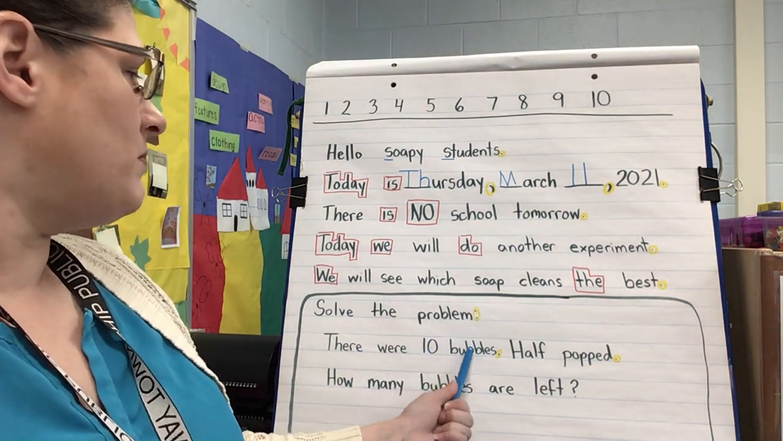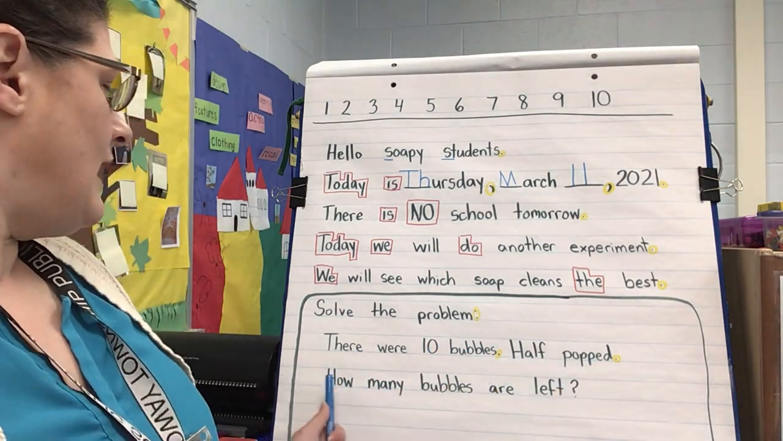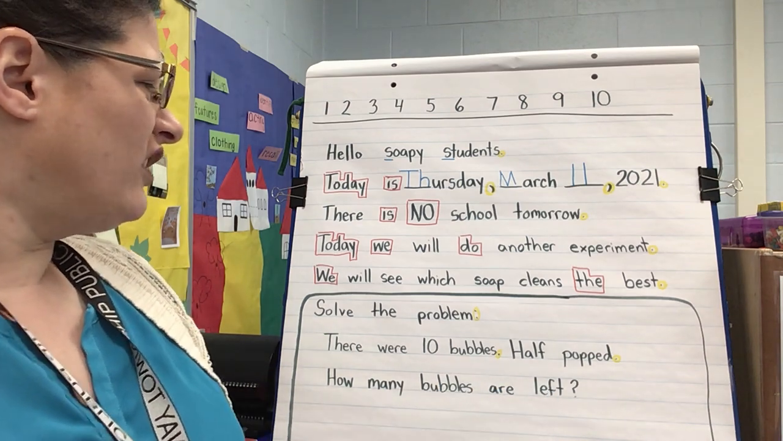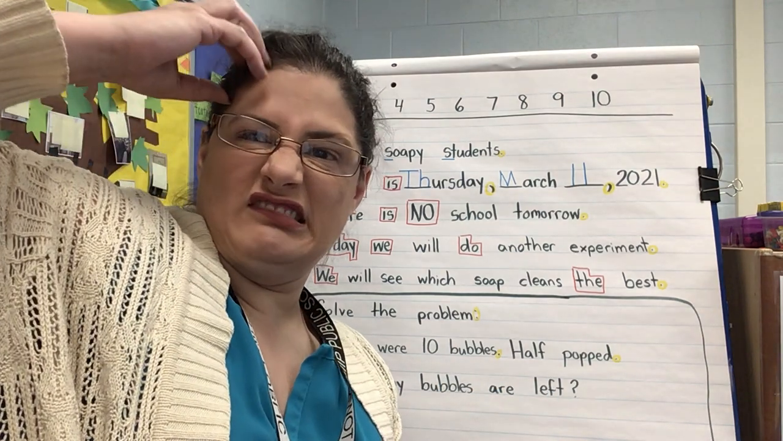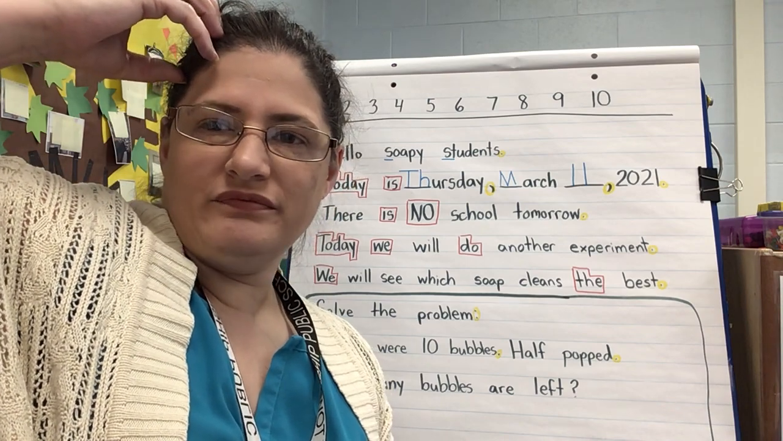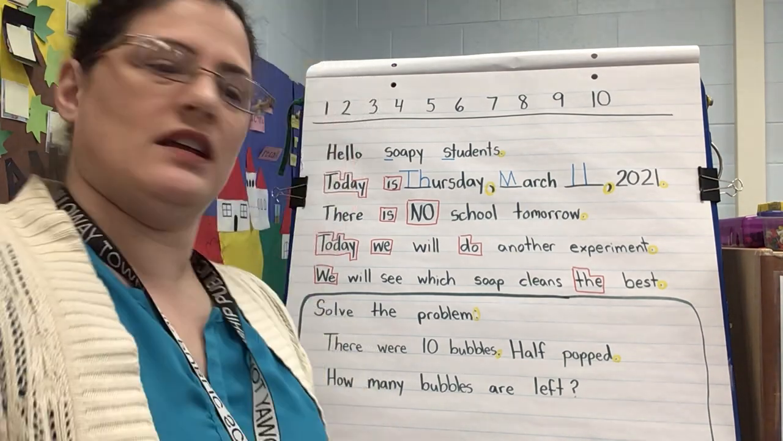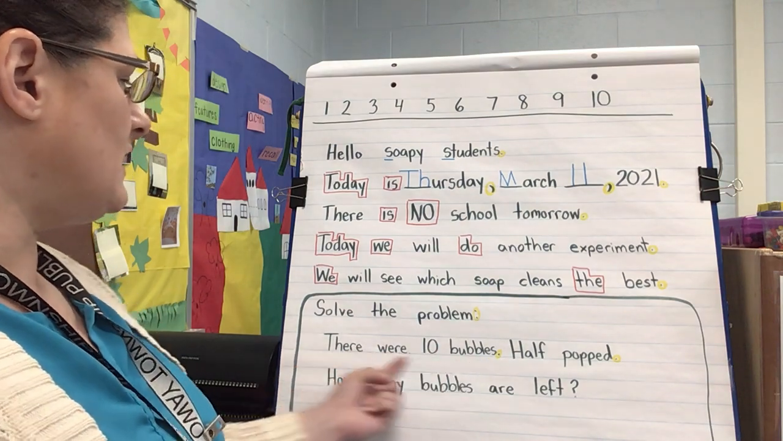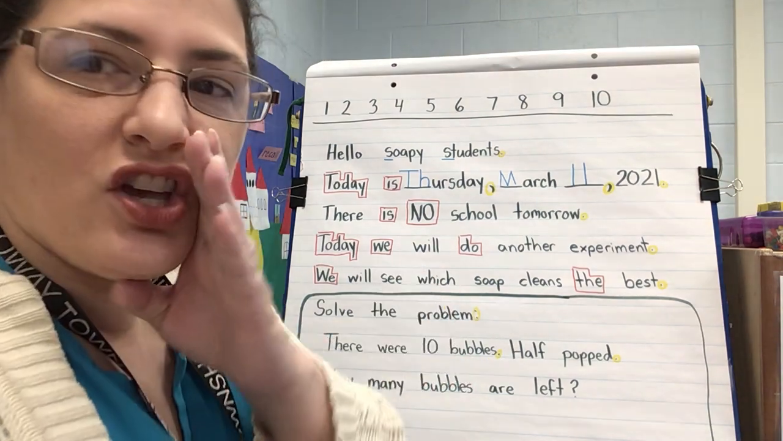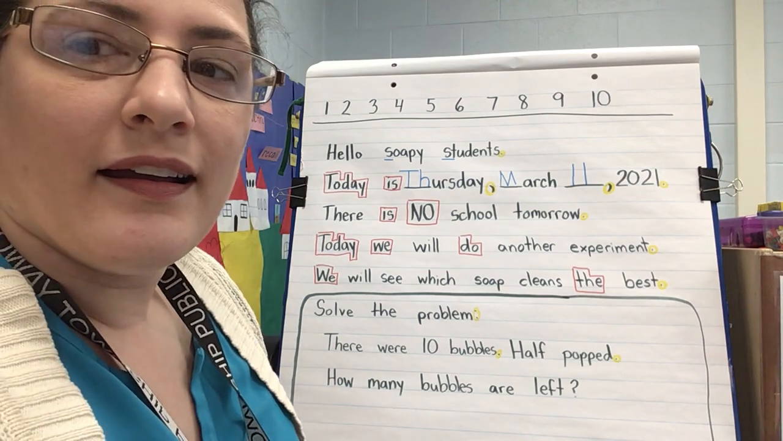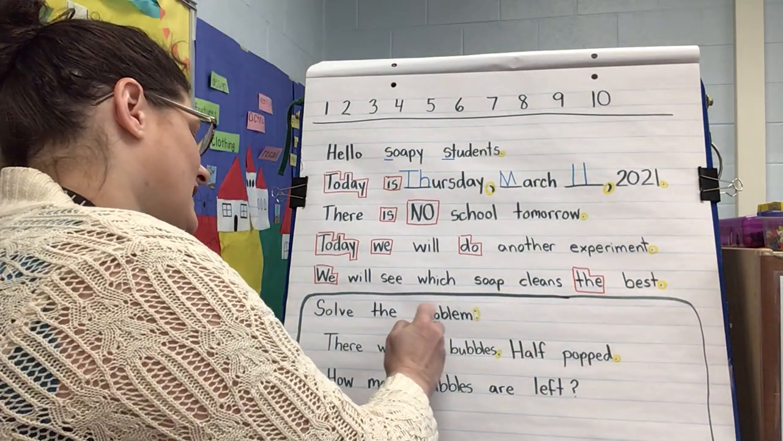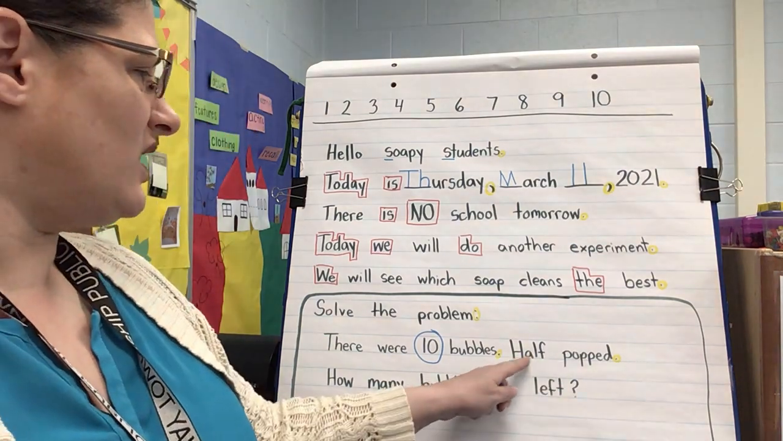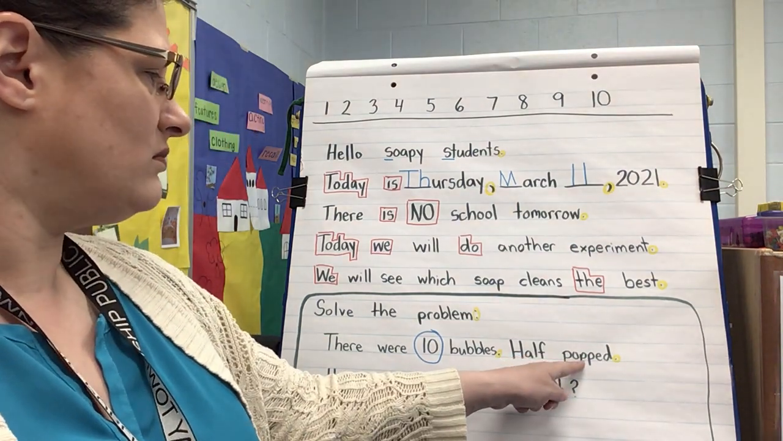There were 10 bubbles, half popped. How many bubbles are left? Oh, this is a toughie. Let's find our important information. There were 10 bubbles. What's our important information here? It's usually a number. Yep, it's the 10. But the next sentence doesn't give us a number, does it? It says half popped.